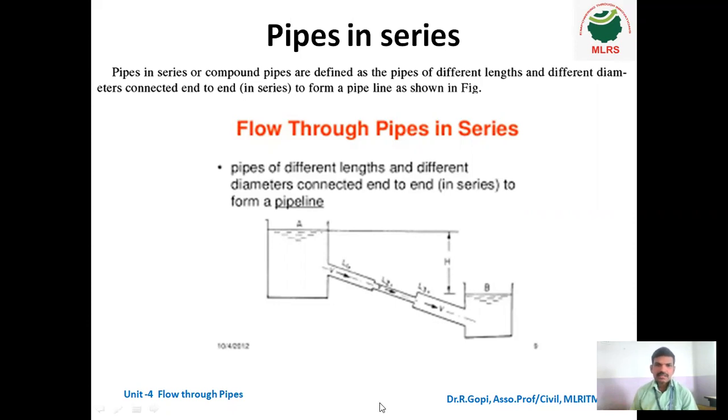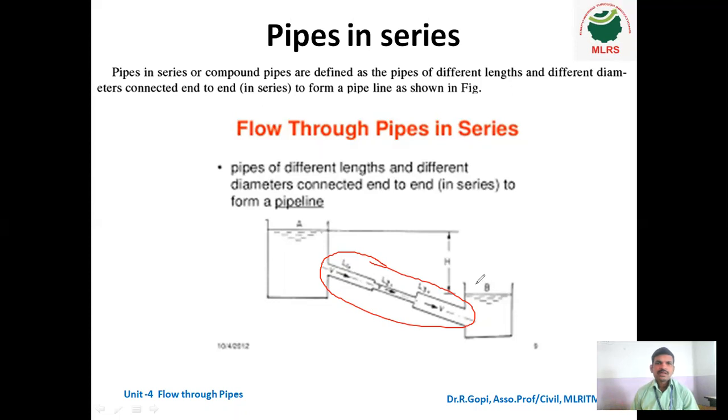You can see in this picture that these pipes have different diameters and different lengths. The first pipe has a larger diameter, the second pipe has a smaller diameter and a shorter length, and the third one has a very big diameter and a very long length. Pipes of different diameters, cross sections and lengths connected in series are called pipes in series.